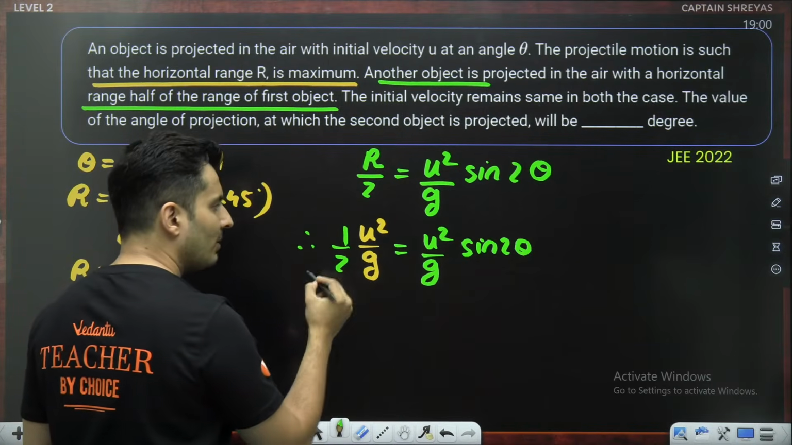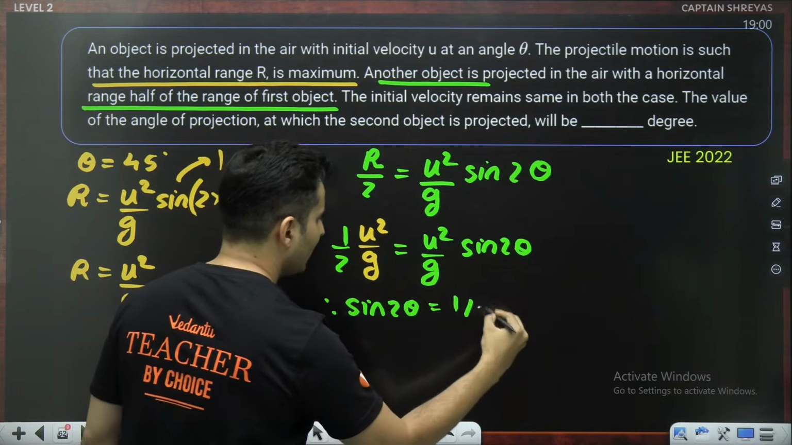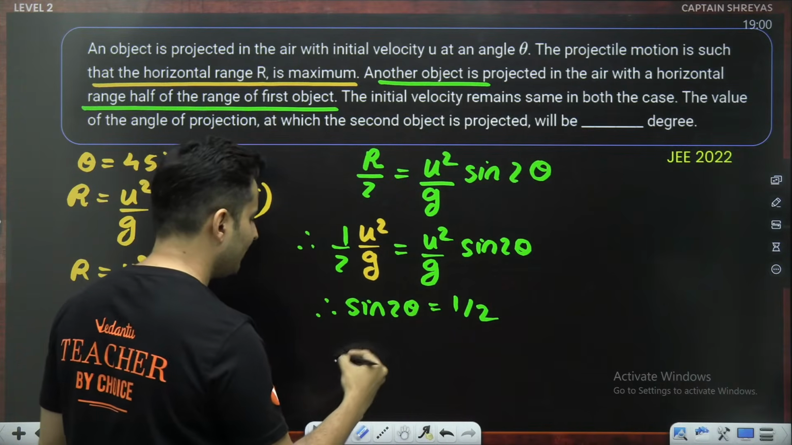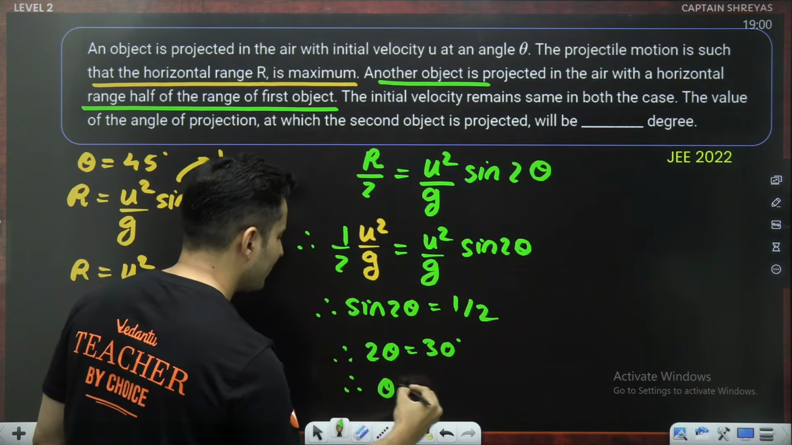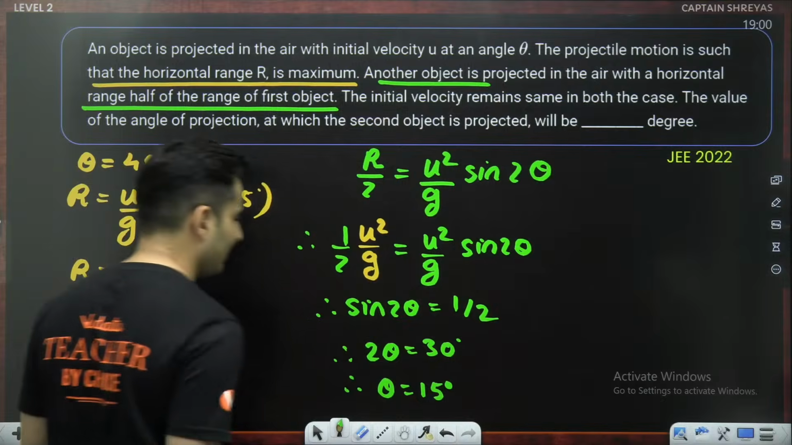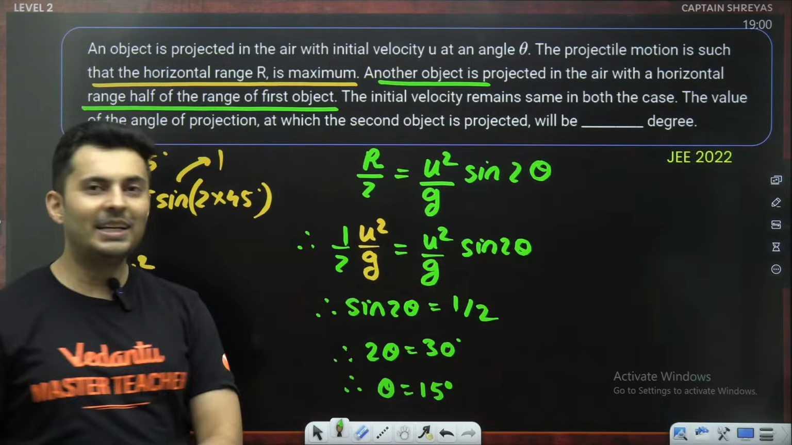U square by g cancels. So sine of 2 theta is basically half. Whose sine is half? Obviously 30 degrees. So therefore, what is theta? It is 15 degrees. So we got the answer. The angle at which it will be projected will be 15 degree.